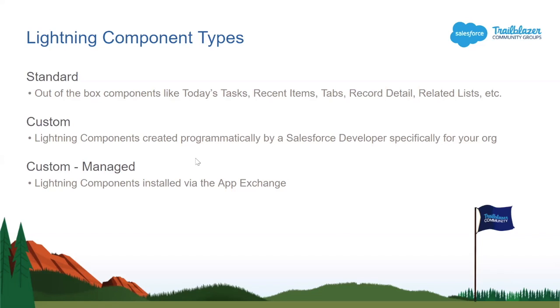You can also do custom ones, and those, like I said in the last slide, are created programmatically by developers specifically for your org. And then custom managed are Lightning components that you've installed via the App Exchange that you can drag and drop onto your app or your page or whatever you're working with in the Lightning App Builder. So those are the three types of Lightning components that you can have.